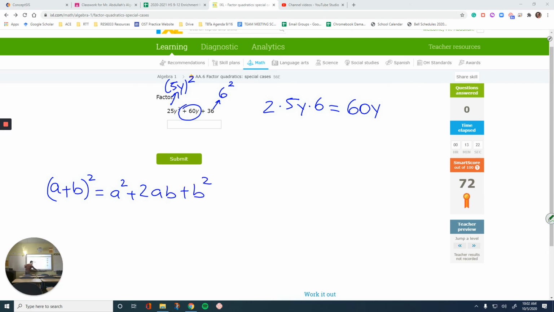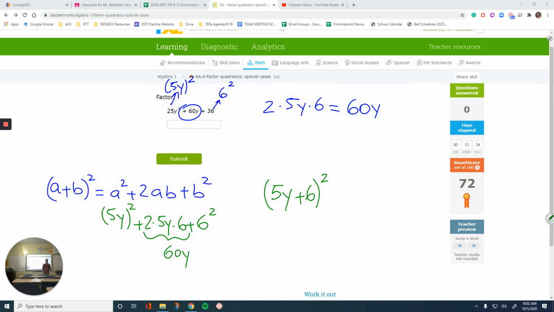So this right here is 5y squared. That one here is 6 squared. And then the middle term is 2 times 5y times 6, because when you do this, it gives you whatever that is, 60y. In that case, all you have to do is add them and square. Add what? Add your bases, 5y and 6, add them together, and then square the whole thing.